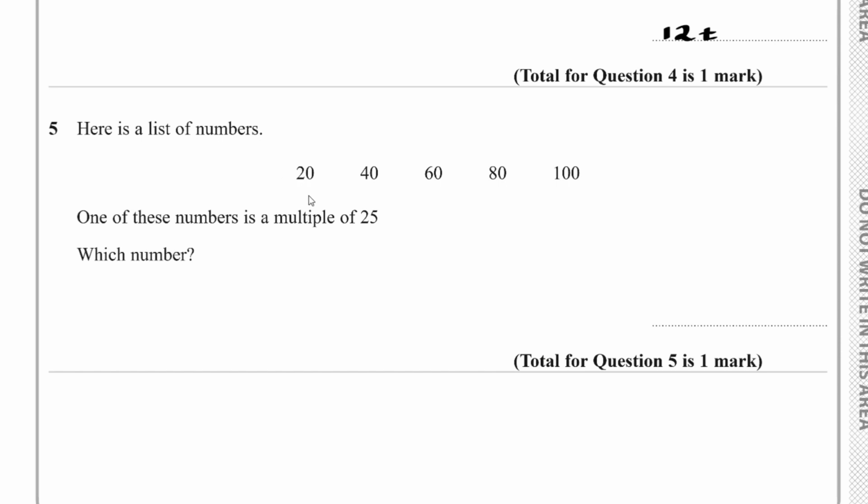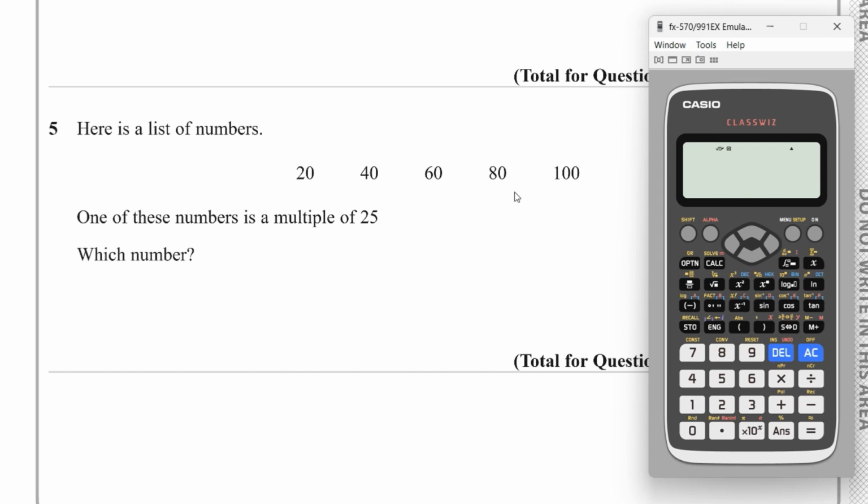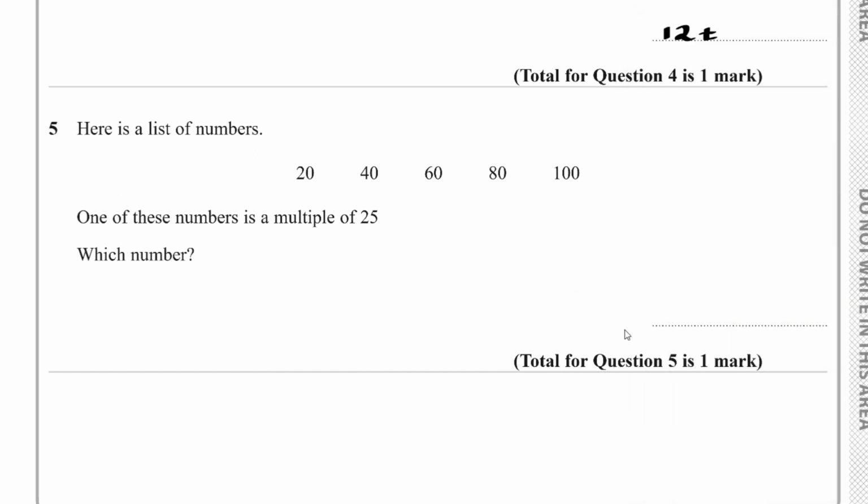Question number 5, here is a list of numbers: 20, 40, 60, 80, 100. One of these numbers is a multiple of 25. Which number? Well, to find out which number is a multiple of 25, if I divide one of those numbers by 25 and get a whole number, that means that number is a multiple of 25. And clearly that will be 100, because 100 divided by 25 is 4. Or 25 multiplied by 4 gives the 100, which means 100 is a multiple of 25.